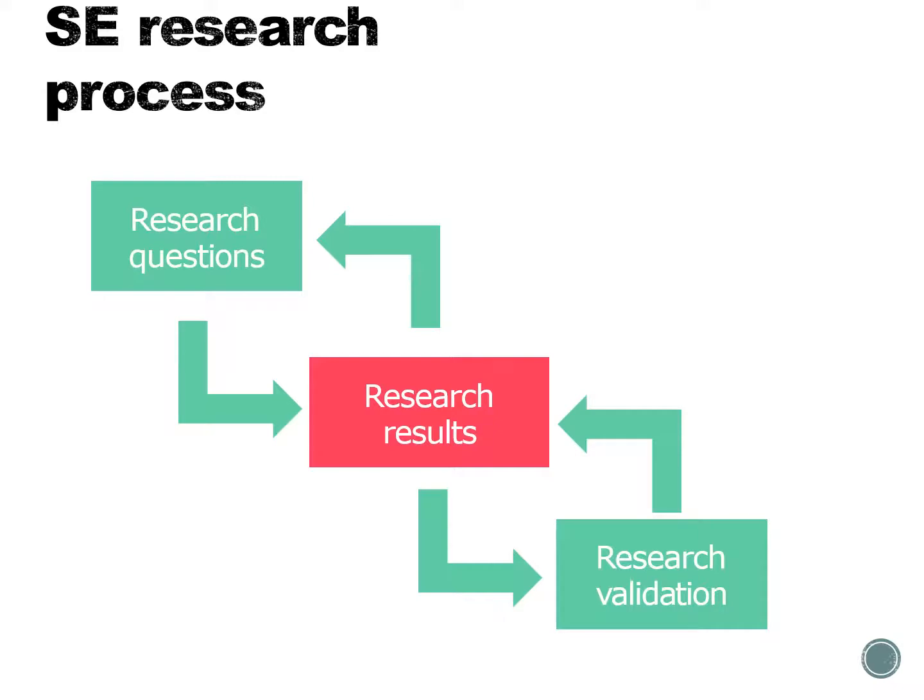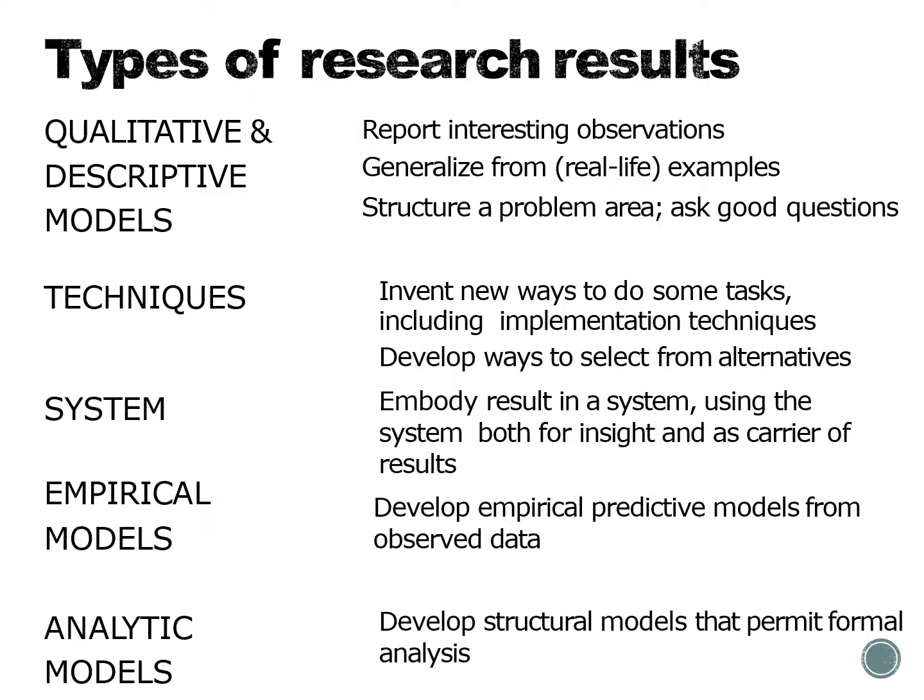Also, well, if we go to the research results from the research questions, we can have several different types of results. It's analytic models, empirical models, the system itself, qualitative and descriptive models, different types of techniques, a new way to do some task, including how to implement things, embody result in a system, create an empirical predictive model. All these things are really valid research results.